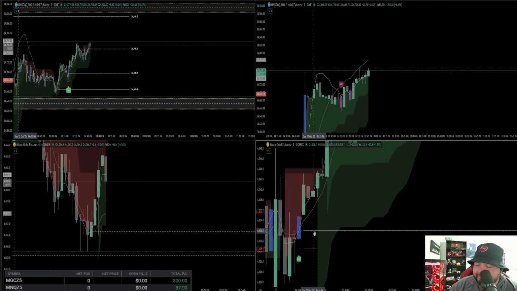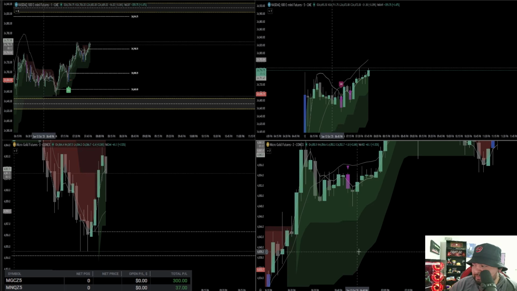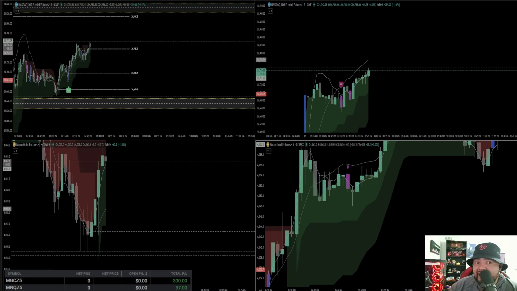This one never even attempted to test the level. It just closed, shot up, retested that blue candle once, and then just went into the sky. But those are my entry points. If I don't like the risk, I will sometimes wait for a retest of the level.